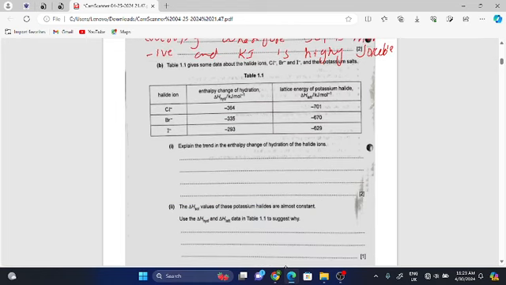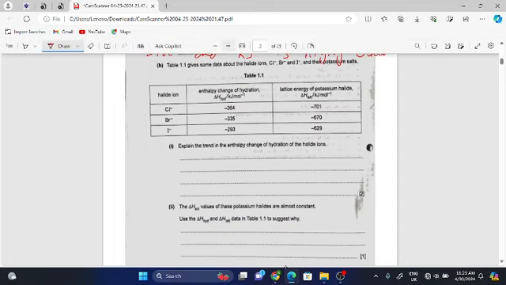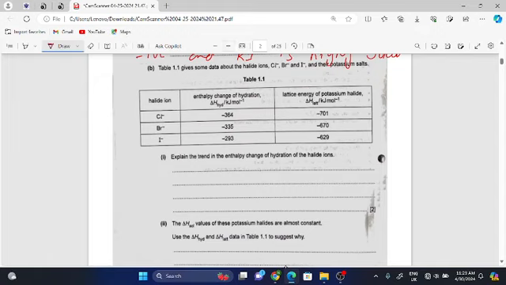Next, a table is given to you for the halides: chloride, bromide and iodide. You have to explain the trend of enthalpy change of hydration of those halides. First of all, be sure what the definition of hydration is. The enthalpy change of hydration is defined as the forces of attraction between the polar molecule and the ion.